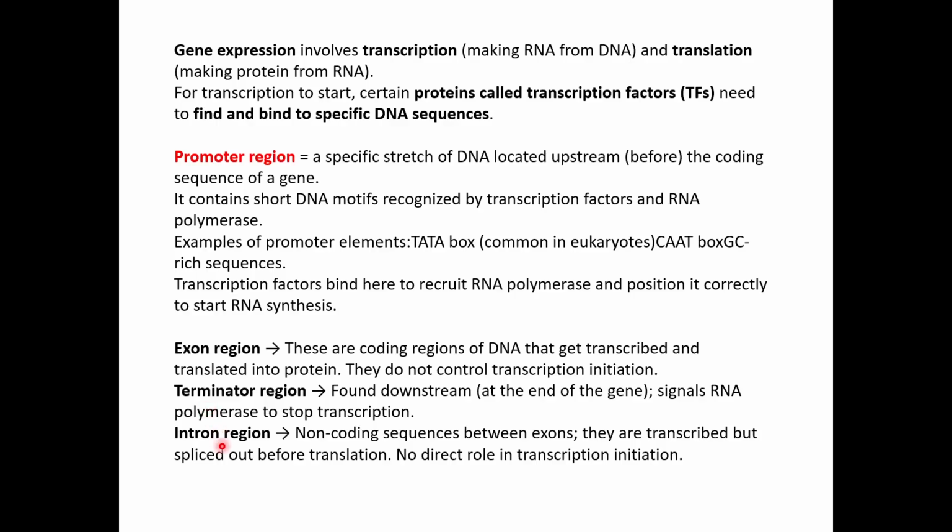Then we also have intron regions in eukaryotes. Intron regions are non-coding sequences between exons. So a gene might have multiple exons like exon 1, 2, 3, and between these exons you might have intron sequences which are non-coding sequences. They are transcribed but they are spliced before the translation. That is, you will find it in the mRNA, but once your mRNA has to be translated to make proteins, they will be spliced out because these are not coding sequences. So you do not need these sequences while translation. And they also do not have any direct role in initiation of transcription.